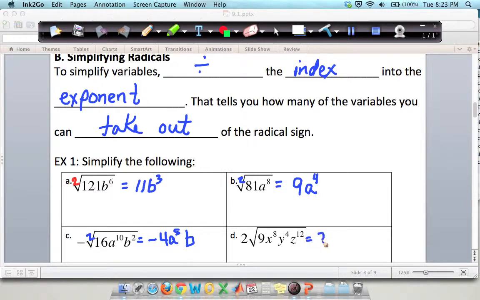For the last one, we're going to have 2 outside. We're going to take the square root of 9, which is 3, and we're going to divide. 2 goes into 8 4 times, 2 goes into 4 2 times, and 2 goes into 12 6 times. And then the only other thing you want to do is simplify. 2 times 3 is 6. So we get 6x to the 4th y squared z to the 6th. I said 6 and then I didn't write that there, so let's fix that.